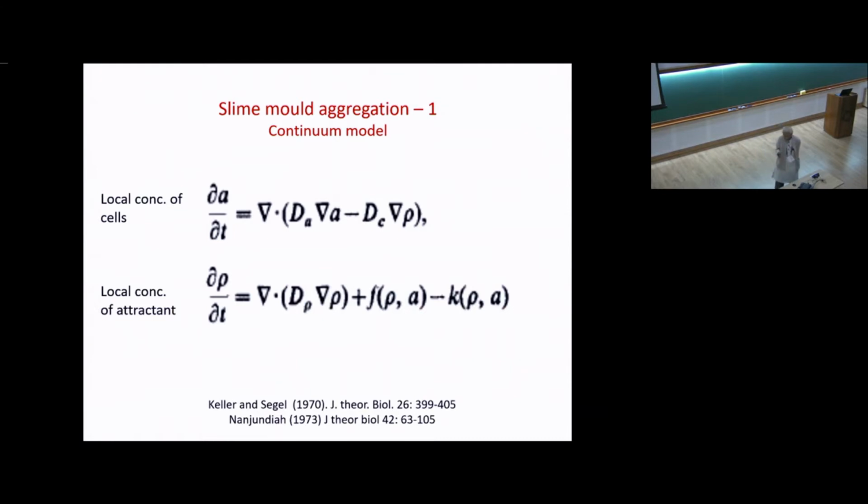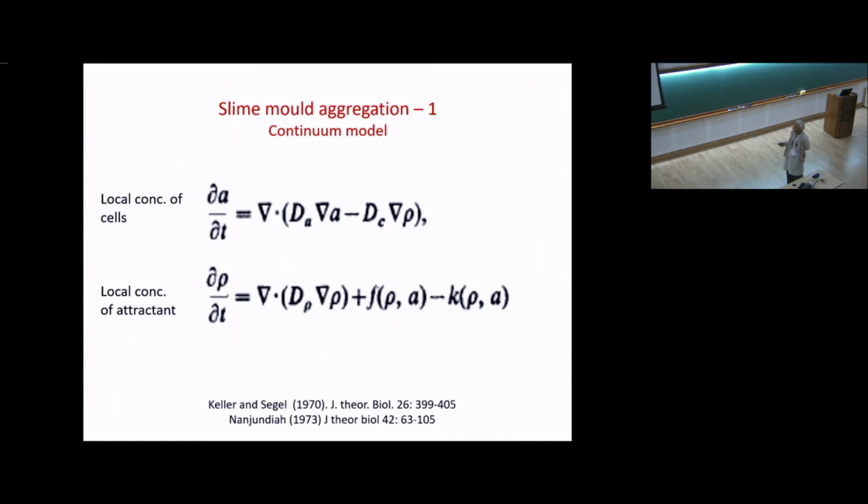There are people who have built and worked on mathematical models of this. And broadly, the models fall in two categories. There are so-called continuum models, which are similar to the Turing reaction diffusion kinds of models that Newman talked about, except that here you have cells or amoebae, so it's their concentration, if you wish, or their local density that's represented there.